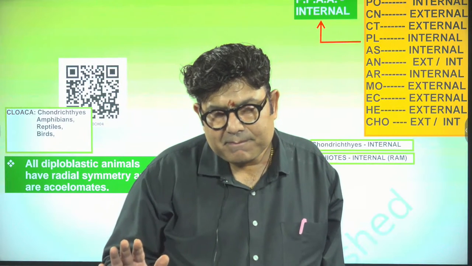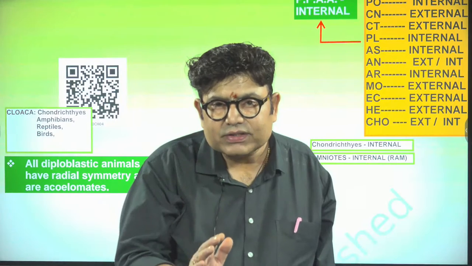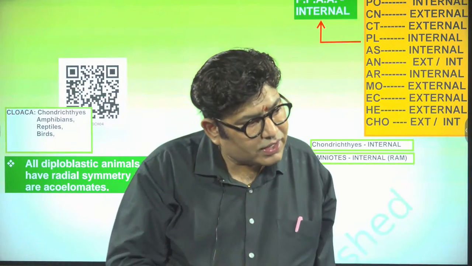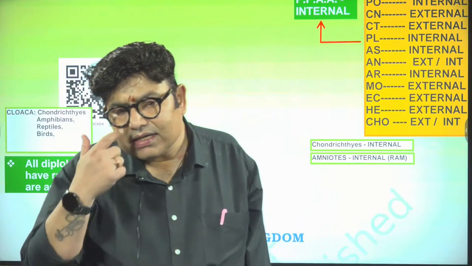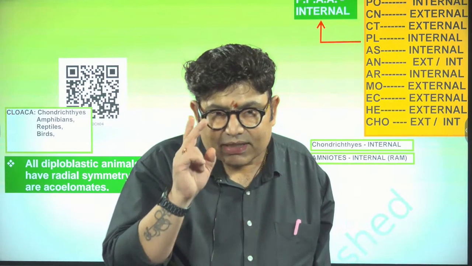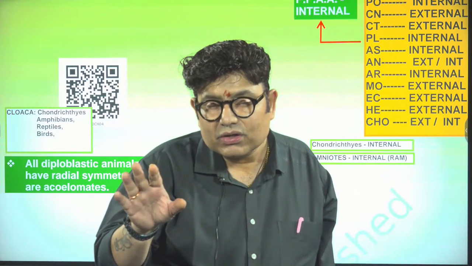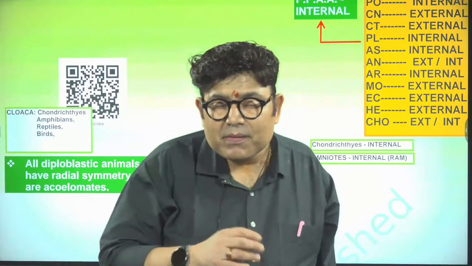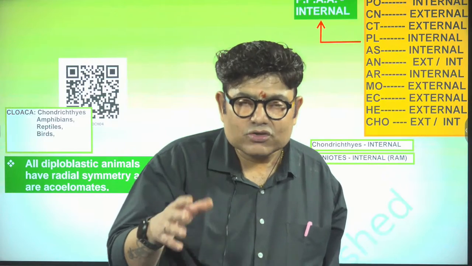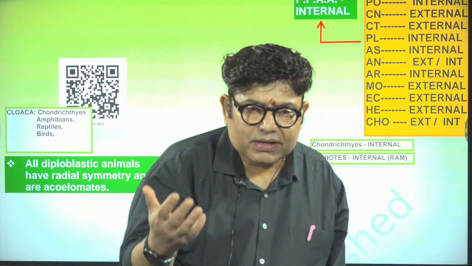Do you know about primary symmetry and secondary symmetry? Primary symmetry is the symmetry of the larva, and secondary symmetry is the symmetry of the adult. For example, in Echinodermata, primary symmetry is bilateral, but secondary symmetry is radial, pentamerous radial, like starfish. The larval symmetry is bilateral. In the same way, the primary symmetry in Gastropoda, Mollusca, is bilateral, but in the adult, due to torsion, they become asymmetric.